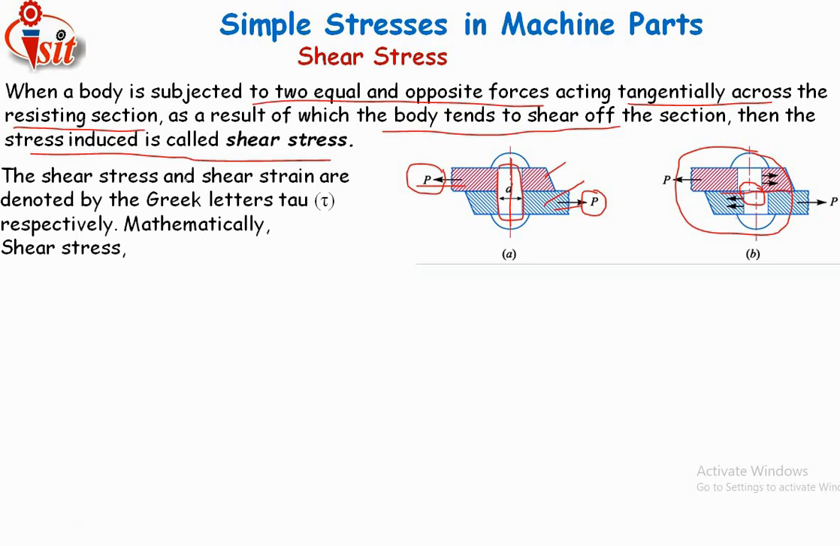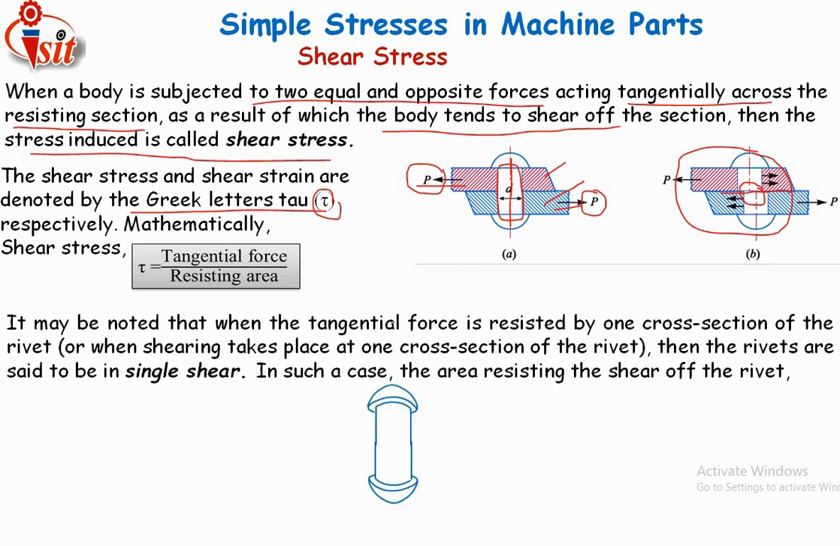Now the shear stress and shear strain are denoted by the Greek letter tau. This is the notation for shear stress, tau. We have seen that stress is denoted by sigma; in the same way, the shear stress is denoted by the letter tau. Mathematically, the shear stress is the tangential force divided by the resisting area, that is, force per unit area. That is the definition of the shear stress, and this is the mechanism of the shear stress, when the forces act tangentially across the resisting section and it shears off.